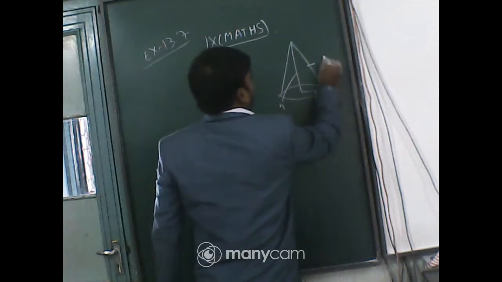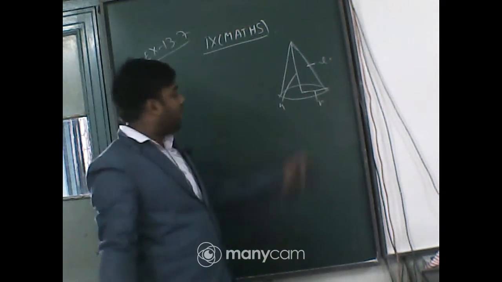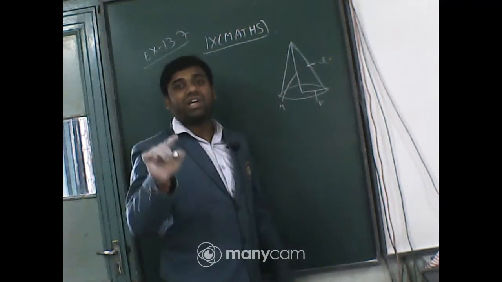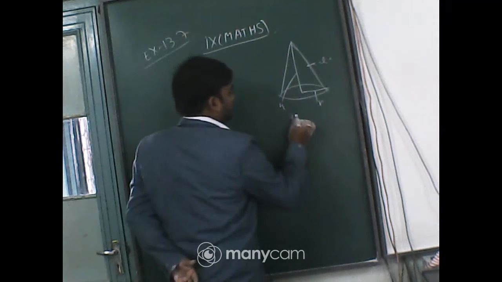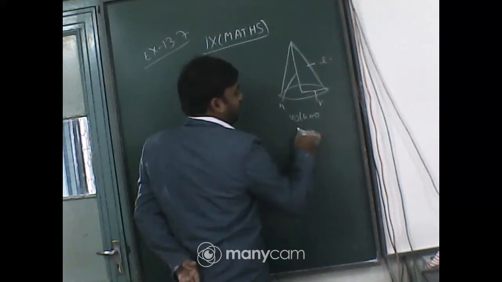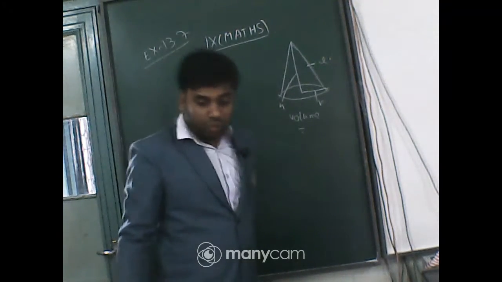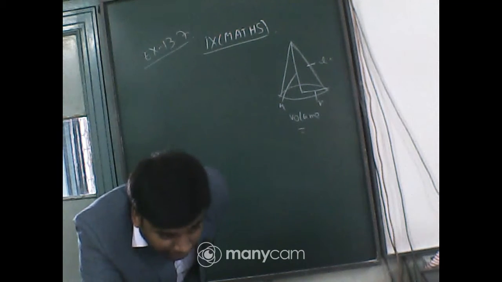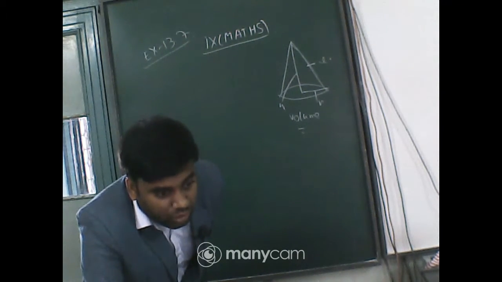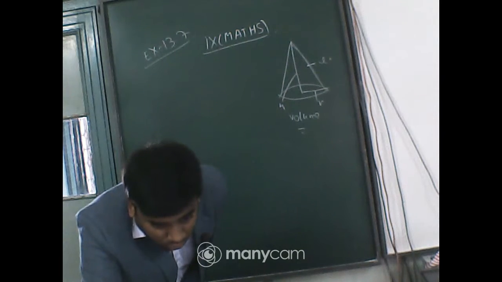It's called slant height. And we know that the relation between R, H and L is L square equal to H square plus R square. Okay. And volume formula? Tell me in the chat box quickly. What is the volume formula of cone? Quickly.